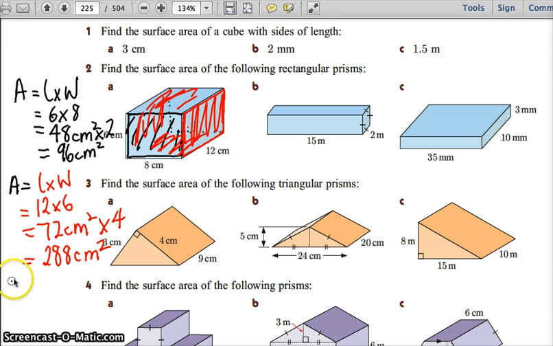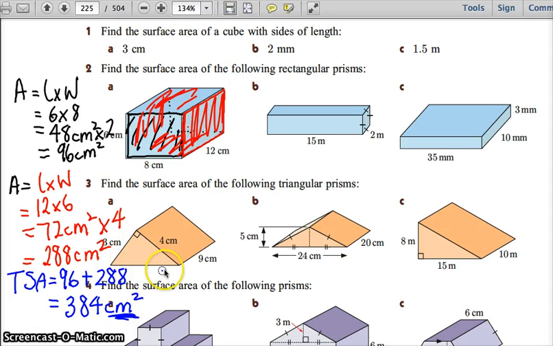So my total, and I do it like this, folks, TSA, my total surface area is my 96 plus 288 gives me 384 centimetres squared. And every time we're doing surface area, it's in square centimetres or square metres, whatever it is, yeah? Okay? I'm going to do this next one a little bit quicker. This one here a little bit quicker, okay? So feast your eyes on that. I'm going to block this out, what I've done so far, so just bear with that.